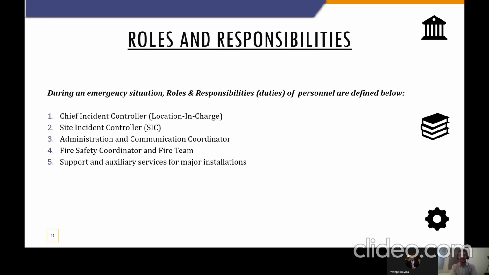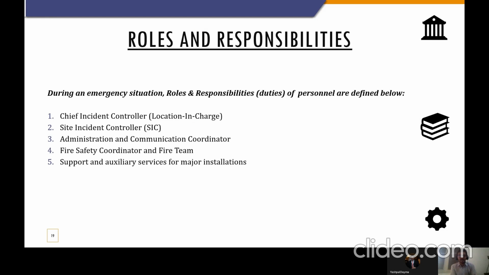Then comes the site incident controller. The site incident controller carries out the task of managing his crew and the team, providing them with the tools, and giving them instructions on how to carry forward the rescue of the people. He is the person who will be present at the site and will carry forward all the messages in the form of reports to the chief incident controller.